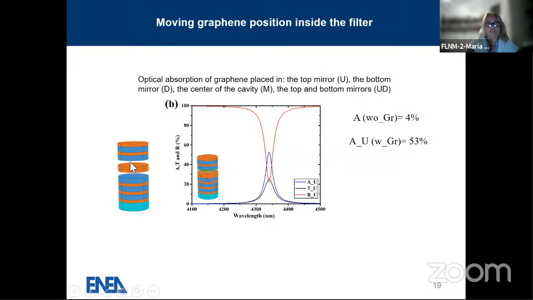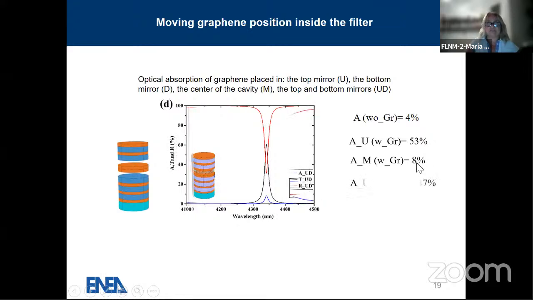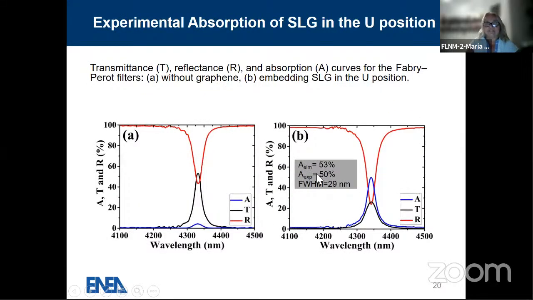We have these 2 positions, close to the top mirror and close to the bottom mirror. And we have also simulated the graphene absorption in the middle of the cavity, where the electric field is almost 0, having only 8% of absorption. And we have simulated also the insertion of 2 layers of graphene, one in the top mirror, one in the bottom mirror, having a higher bandwidth and a higher absorption of about 47%. We have done the experiment in the easiest fabrication condition, obtaining 50% of absorption, also in this case in very good agreement with the theory.